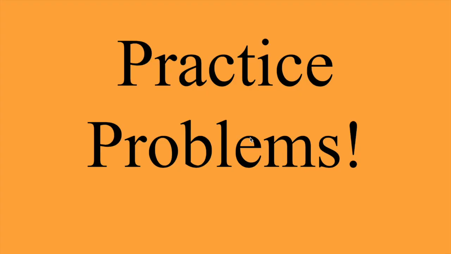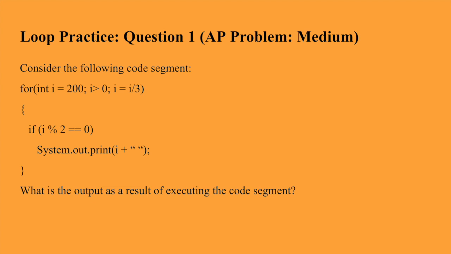Okay, now some time for some practice problems. So loop practice 1. Question 1, this is an AP problem in the book I'm reading. I consider it medium difficulty. So consider the following code segment. For int I equals 200, I is greater than 0, I equals I divided by 3. If I modulus 2 equals 0, we print out I with a space. So what is the output as a result of executing the code segment?